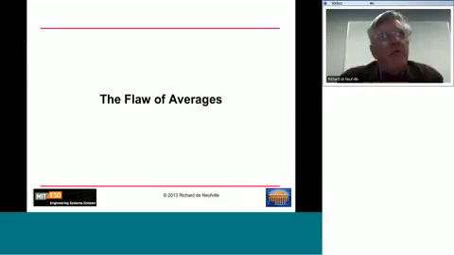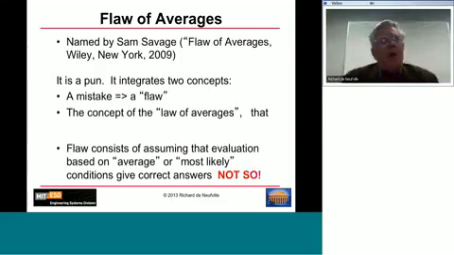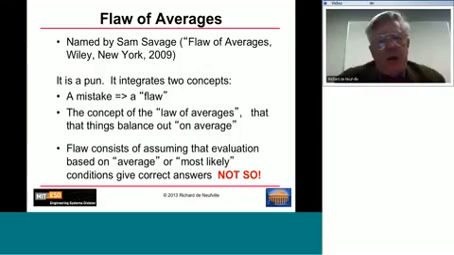So now let me transfer you to the idea of the flaw of averages. And this is very important whenever we're dealing with uncertainty. It was named by Sam Savage from Stanford. And it's a pun. It integrates two concepts. One concept is that of a mistake. This is a flaw. The other concept is that of the law of averages, which is generally stated as: things balance out on the average. So now let me state what the flaw of averages consists of.